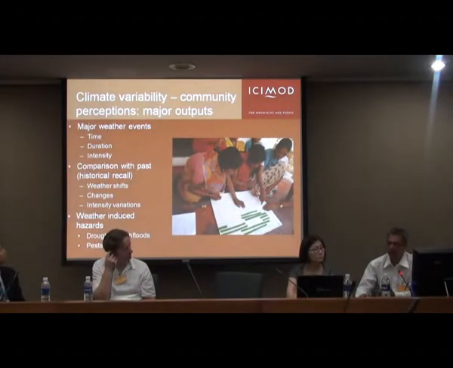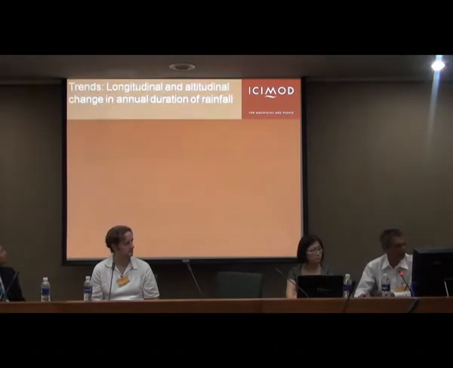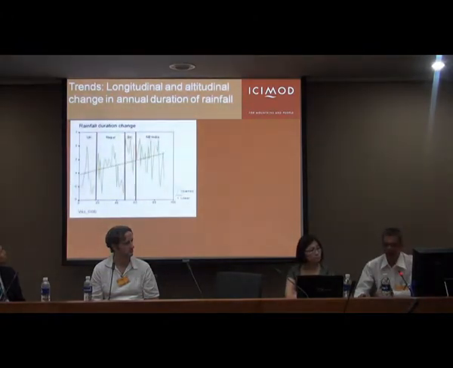The first one, which is looking at weather changes. What we get out of this tool is major weather events, when it starts, the duration, the intensity. When you have a historical recall, what you could see is weather shifts. You can see the changes in terms of intensity, and you can also see the variations within each of the regions. You can also identify the weather-induced hazards which are there, whether they are droughts, floods, flash floods, or pests.